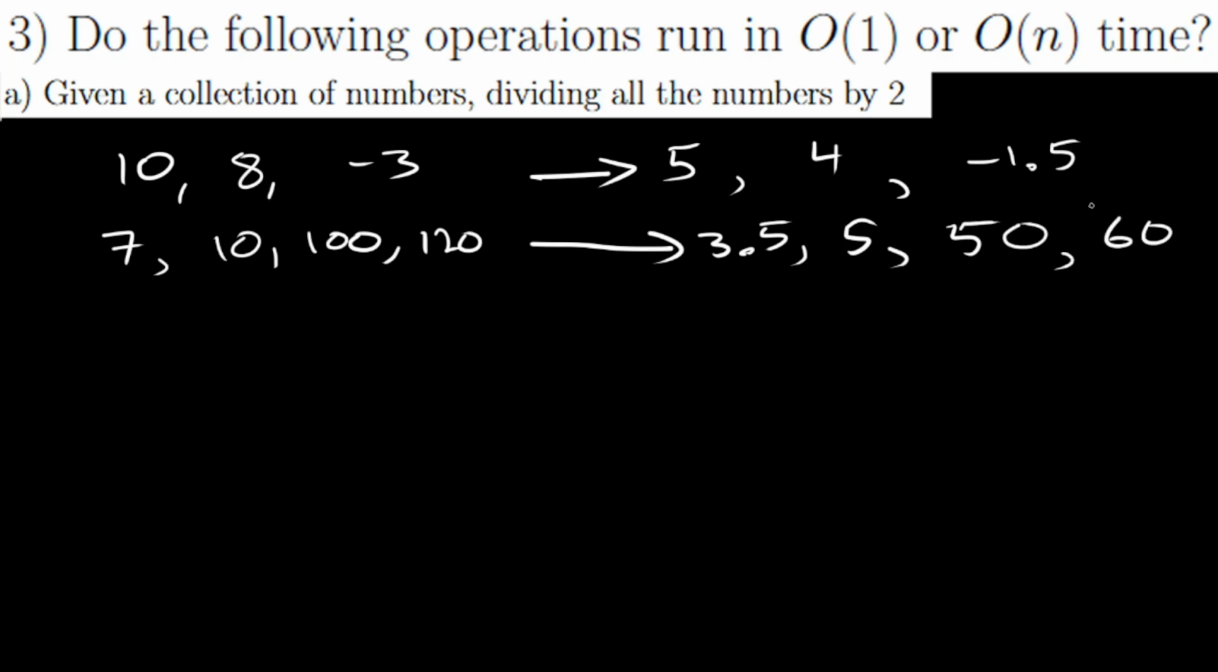So how many different things did I do in this first case? Well, I did 3 different steps, right? 1 for each of the data I had. In the second case, I did 4 operations, right? 1 for each of the data I had. So basically, the more data I have, the more operations I have to do, because every single number that I have, I have to divide it by 2, right? So that means this relies on how many inputs we have or how much data we have, which means this is going to be big O of n time to do this operation.